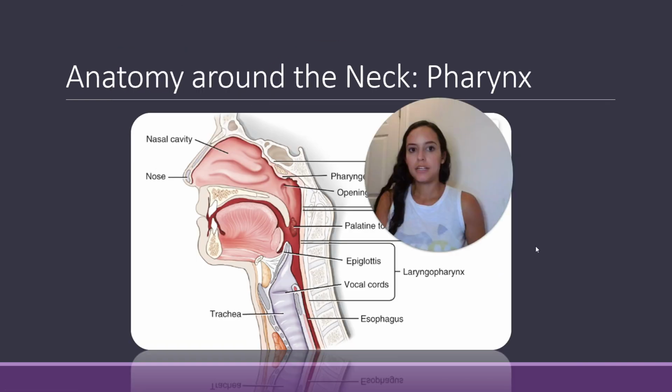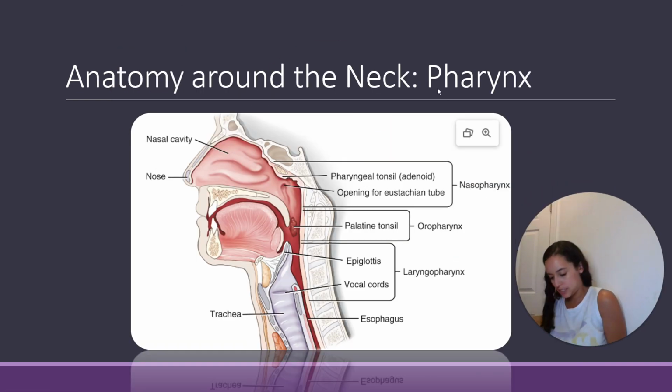All right. Now we're going to talk about the pharynx. It connects the nasal and the oral cavities with the larynx and the esophagus. So it is divided into the nasopharynx, the oropharynx, and the laryngopharynx. Let's start with the nasopharynx. Naso from like nose, pharynx.